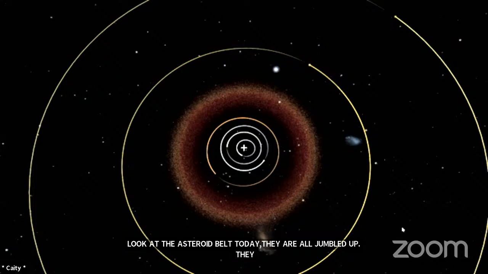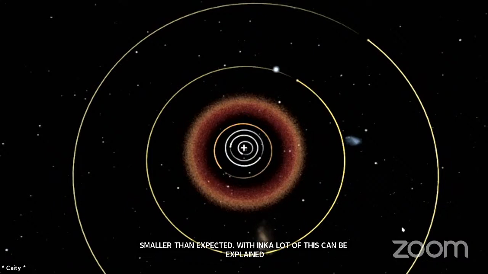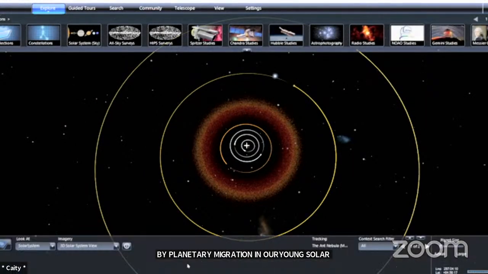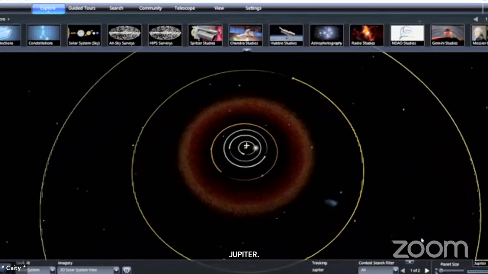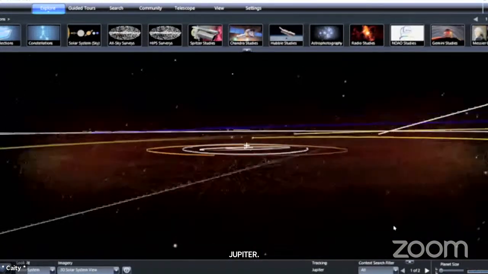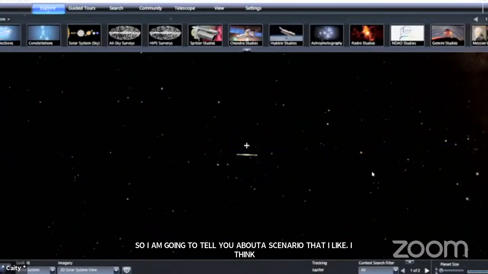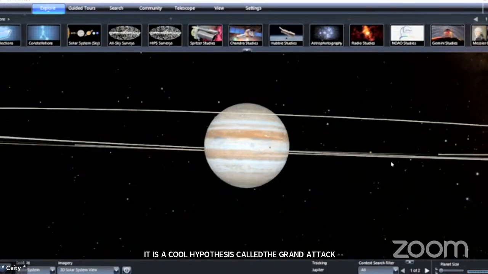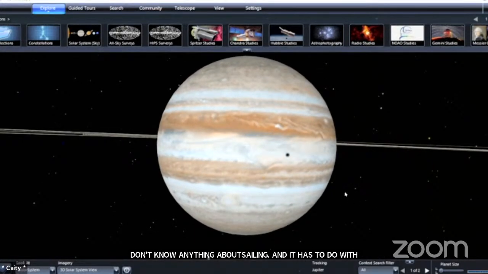And we think a lot of this can be explained by planetary migration in our very young solar system, particularly by one planet, especially, and that is the big guy, Jupiter. So I'm going to tell you about a scenario that I like. I think it's a really cool hypothesis. It's called the Grand Tack hypothesis, after a sailing term, I guess. I don't know anything about sailing. And it has to do with movements of Jupiter in its early history. So here's what Jupiter looks like today. Today it's about 500 million miles from the sun, give or take.